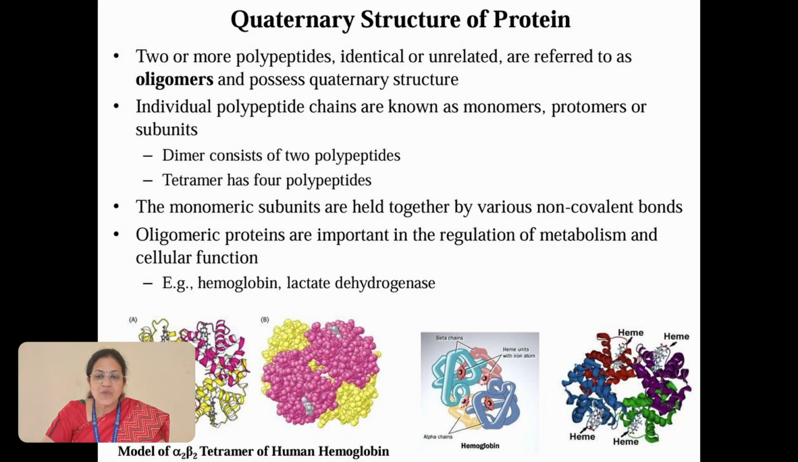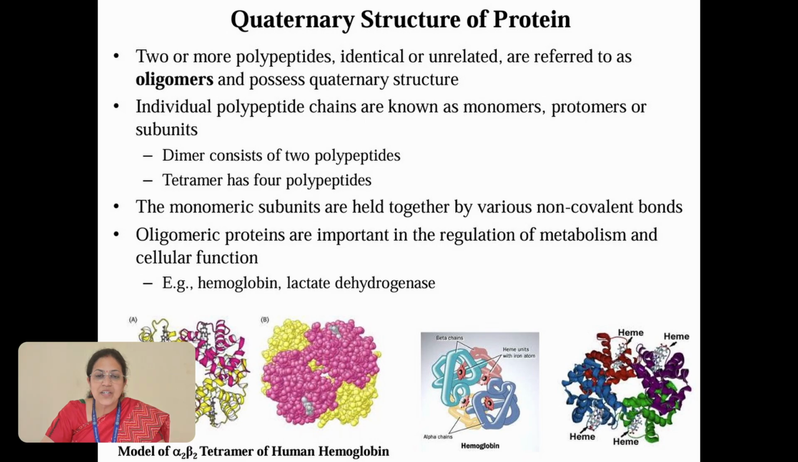Coming to the quaternary structure of protein. Quaternary structure of protein is referred to as oligomers. So protein structures are converted to oligomers, and these oligomers are in turn formed in two forms, dimer and tetramer. A dimer consists of two polypeptides, and a tetramer consists of four polypeptides. The monomeric subunits are held together by non-covalent bonds.